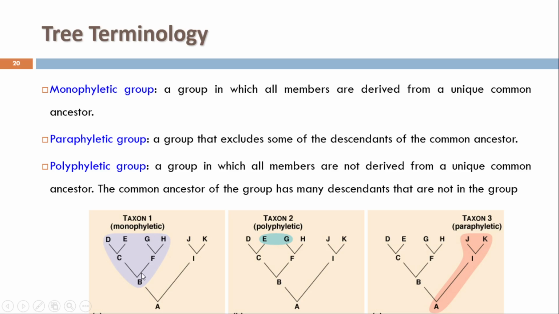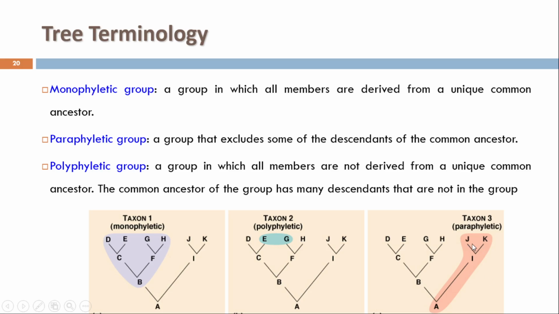Wherever all the descendants of a common ancestor are there, we are not going to leave anyone. If we include all the descendants of a common ancestor, that group is known as a monophyletic group. The second one is known as a paraphyletic group. You see this particular example. A paraphyletic group is a group that excludes some of the descendants of the common ancestor.